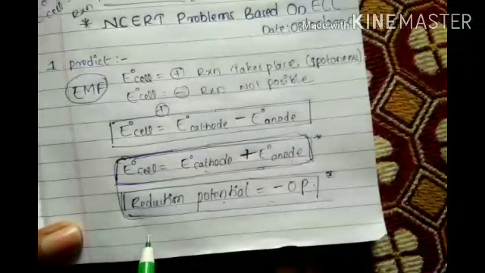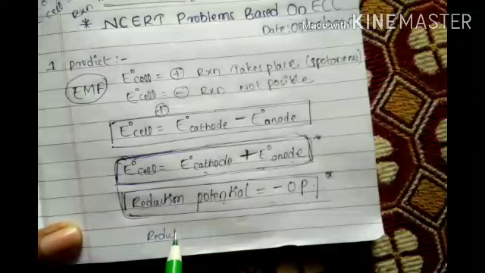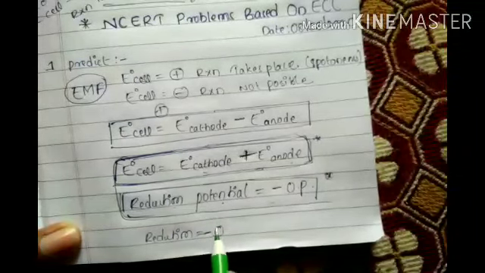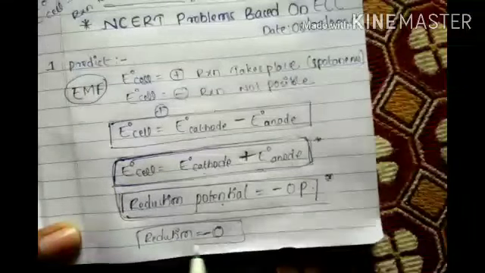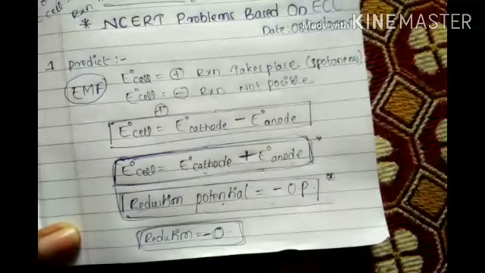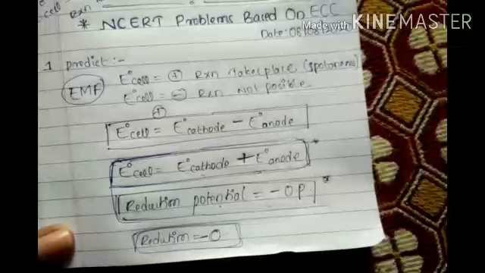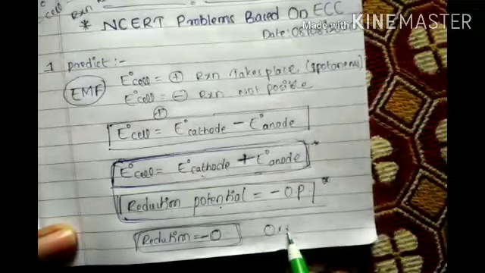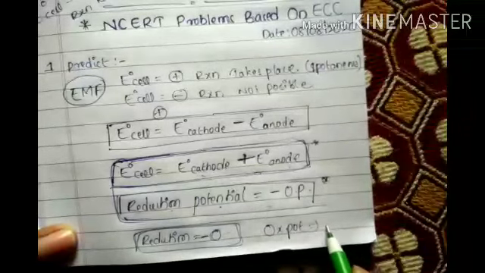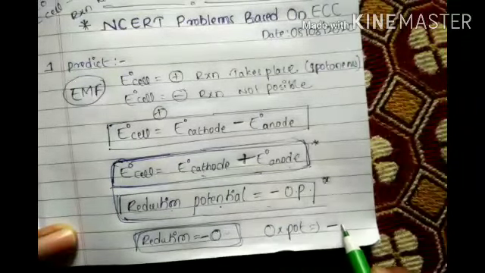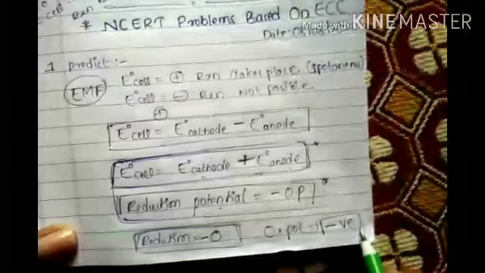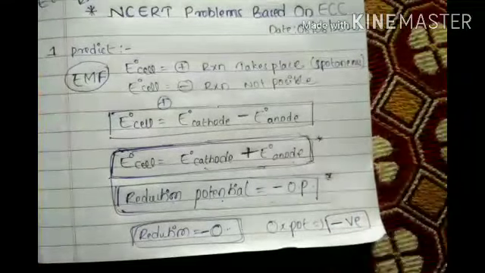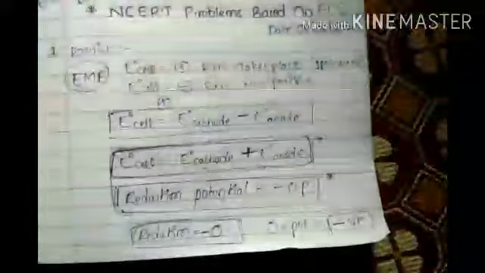Means where is reduction going on? There you have to take the oxidation potential as negative. Where is reduction going on? There we take the oxidation value negative. So the oxidation potential we have to take with a negative charge. Okay, I will explain clearly with some examples.